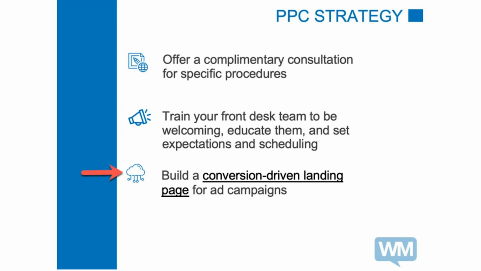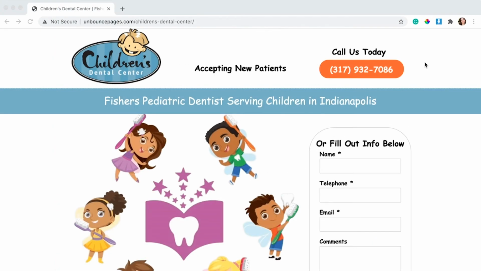Build a conversion-driven landing page. So for example, this is an example of a pediatrician who's doing a pay-per-click campaign. And you notice this kind of looks like a website, but also doesn't. You don't see any social media buttons to distract. You don't see a main navigation for home and about us and all that. It's just meant for conversion, right?